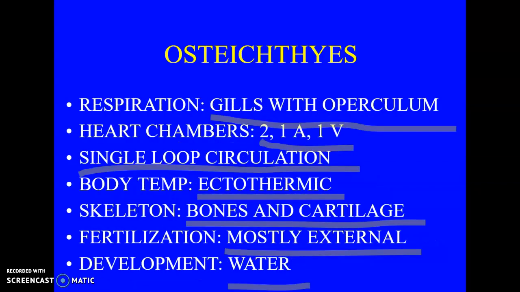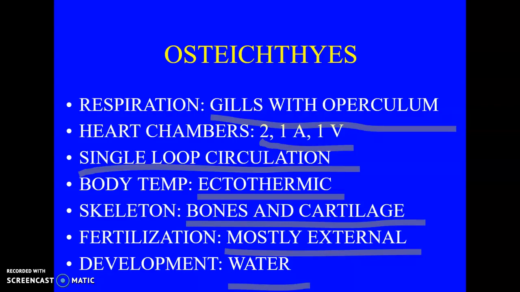All right, respiration, gills with an operculum. That's the cover that goes outside the gills, and that works with its mouth to suck water through, and it gets the oxygen from the water. Heart chambers, there are two. There's one atrium and one ventricle. It has a single loop circulation. The body temperature, again, ectothermic, cold-blooded. Skeleton, bones, and cartilage. So it has both, like you have both.